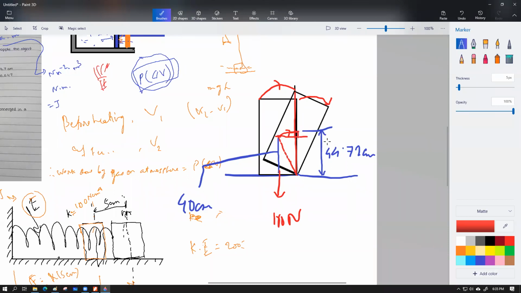So this is the height gain. The value of this height gain should be how much? 4.72 centimeter, right?